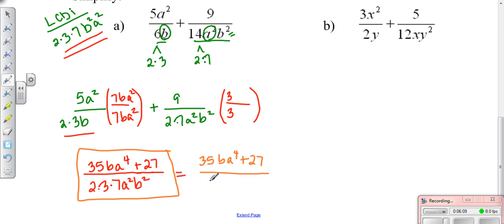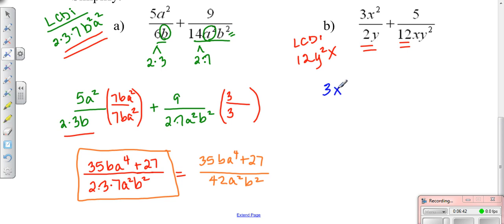So I have 42a squared b squared. So let's repeat the process over here. Now when I look at 2 and 12, it's pretty clear that they both go into 12. y and y squared both go into y squared, and x goes into x. Another way to think about this is you always need the highest power of the exponent.